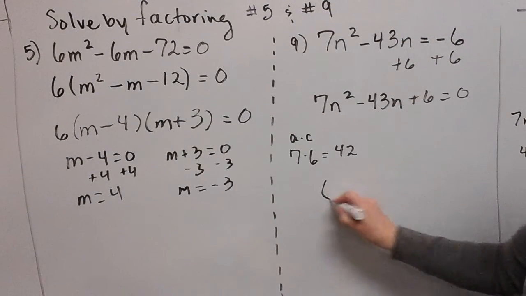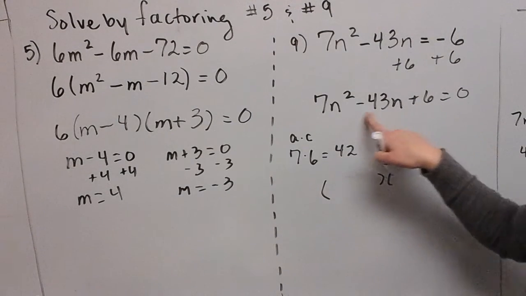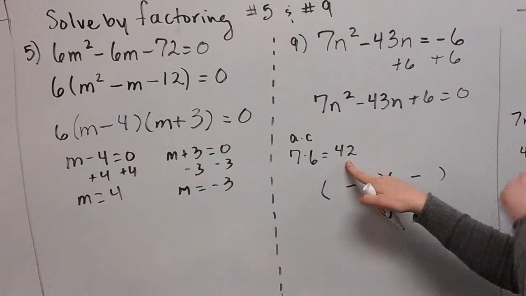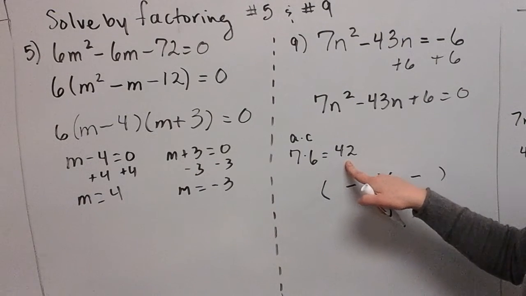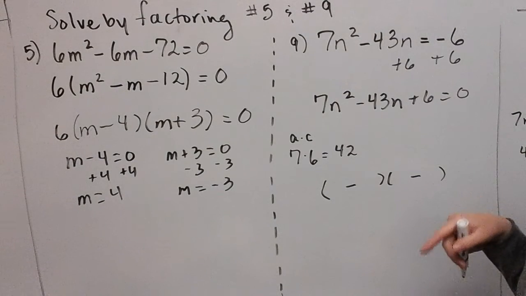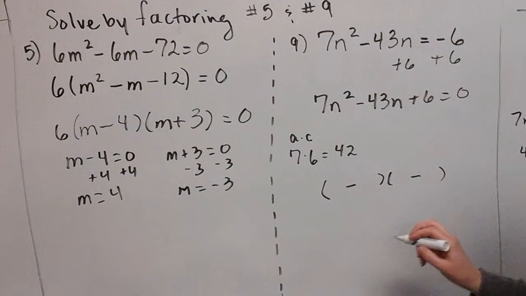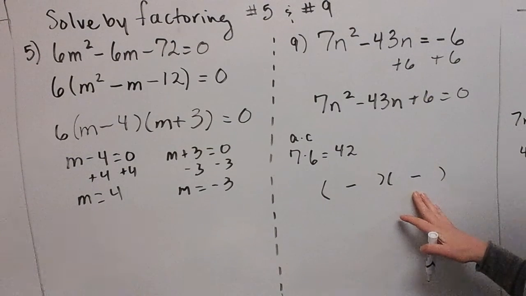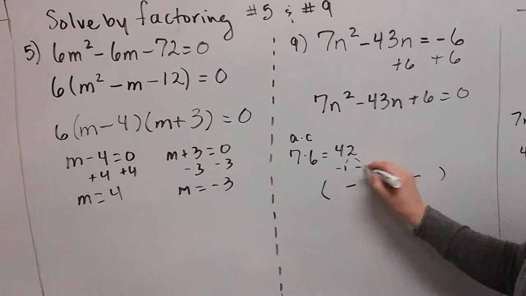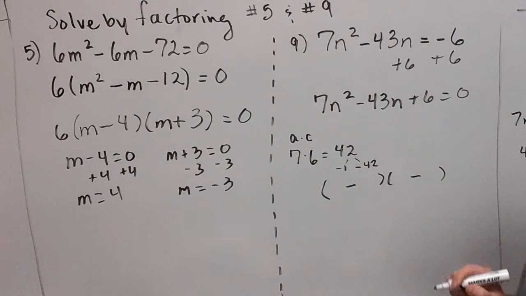Now in this case, I know I have an ending constant of positive 6 and a middle term that's negative. That means I'm going to have both signs that are negative. So I'm looking for the factors of 42. What numbers multiply to 42 yet add to negative 43? So 1 times 42 makes 42, and negative 1 minus 42 makes negative 43. So before I throw the numbers into my factored form, I know my factors are going to be -1 and -42. I'm going to rewrite this using factoring by grouping.